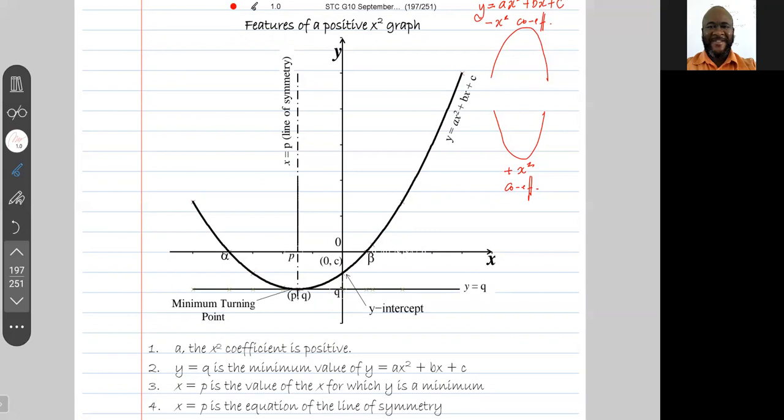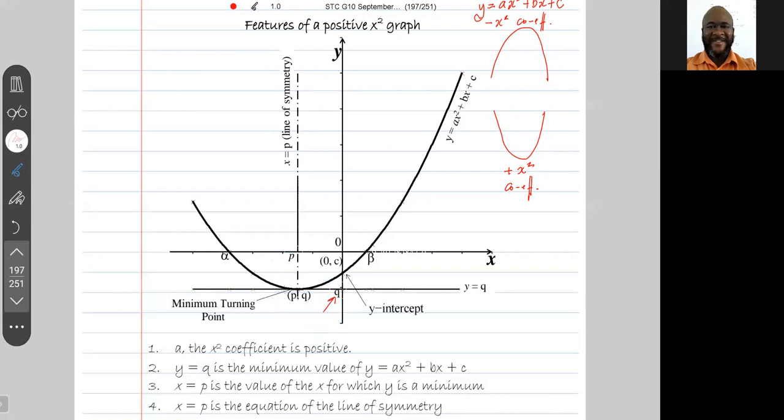All right. Now, at the lowest point on your graph, that is where you're going to find the minimum value of y. This point is the lowest point on the graph. It's actually called the minimum turning point. And it is at that point you're going to get the lowest value of y. Guys, if I draw a horizontal line at that point, it cuts the y-axis at q.